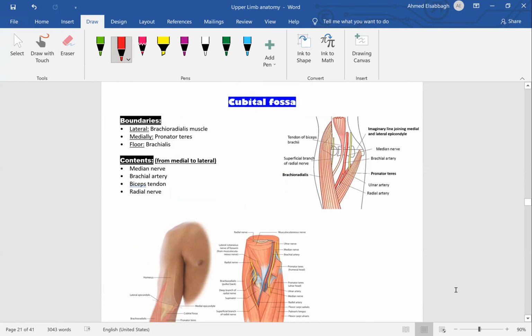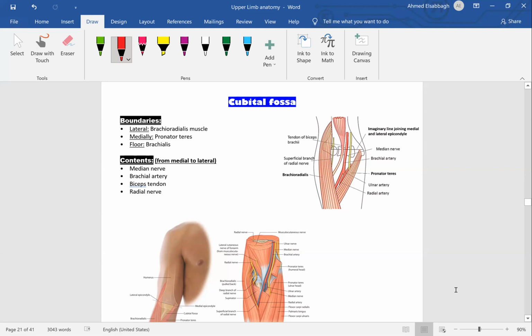Now with the last topic in today's lecture, which is the cubital fossa. Cubital fossa boundaries and contents are very important. What are the boundaries? What is the cubital fossa? Cubital fossa is the fossa in the front of the forearm, in the front of the elbow joint.